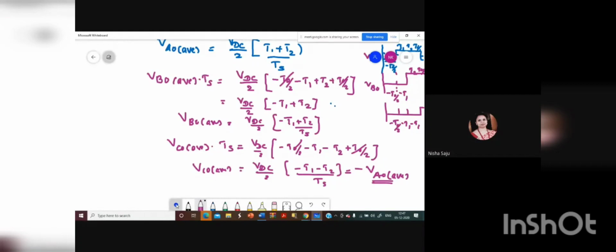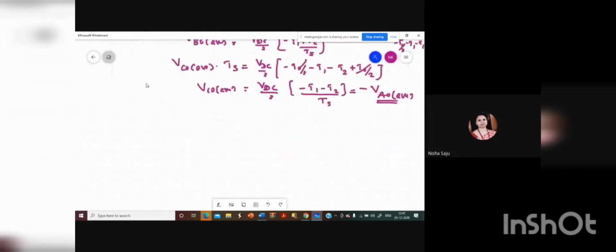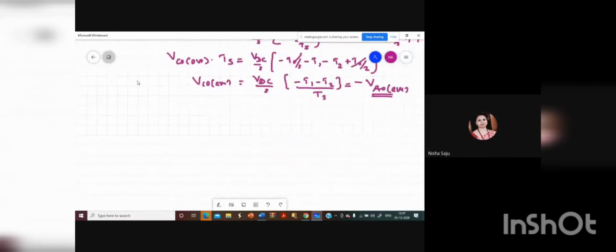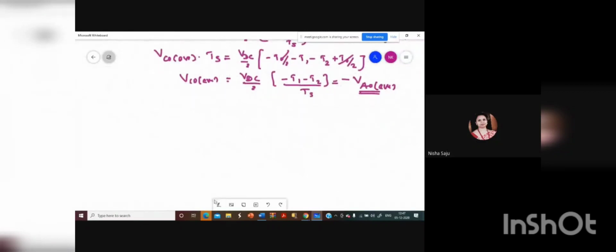I will just show you how the pulses can be generated from this one. The rest of the sectors you can do by yourself, just try it. If you have any doubt, you can contact me at any time. Okay, for sector 2 also, I will generate the pulses.